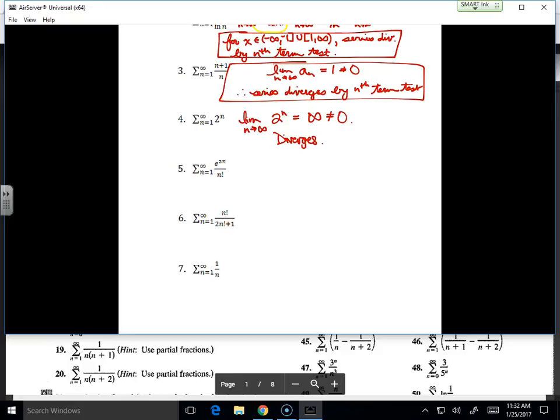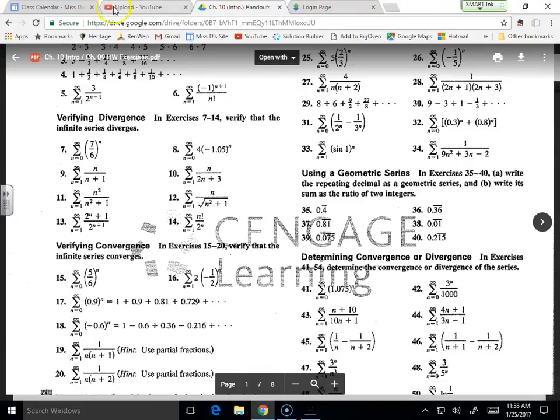Number 5, what's going on? The limit as n goes to infinity of e to the 2n all over n factorial. Bottom wins. Why is the bottom winning? Factorial is fast. Why is n factorial faster? Because multiplying. But why?